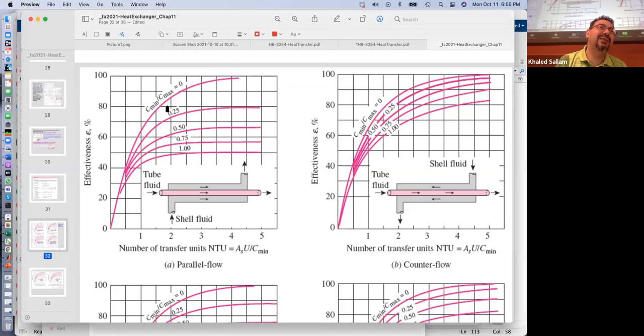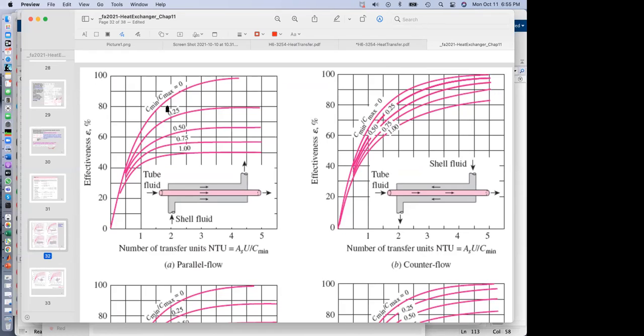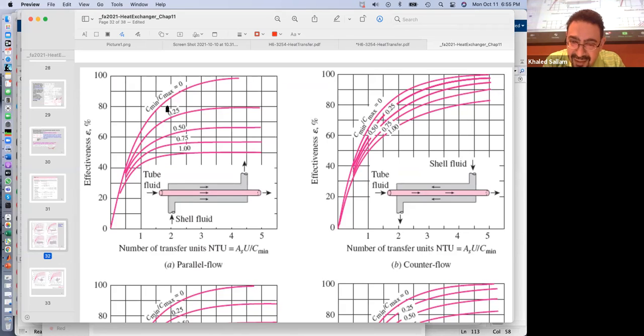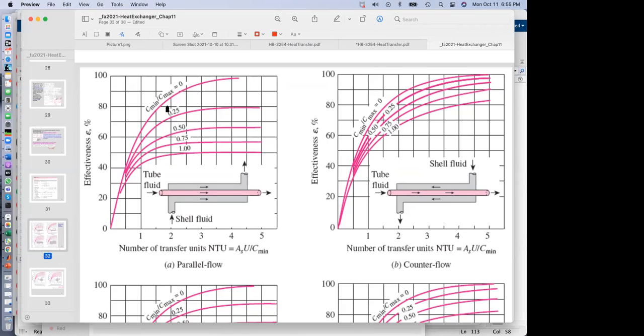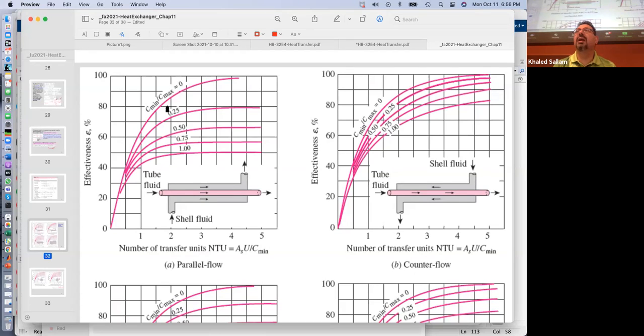Why does it make a difference if there's a phase change? Would it be because there's already enough surface area in the heat exchanger? No, it's not because there's enough surface area.